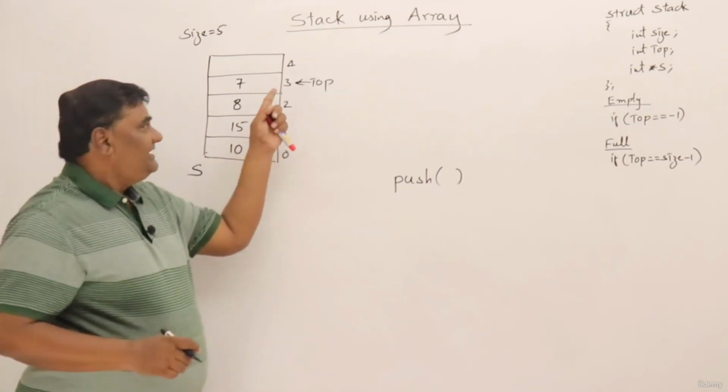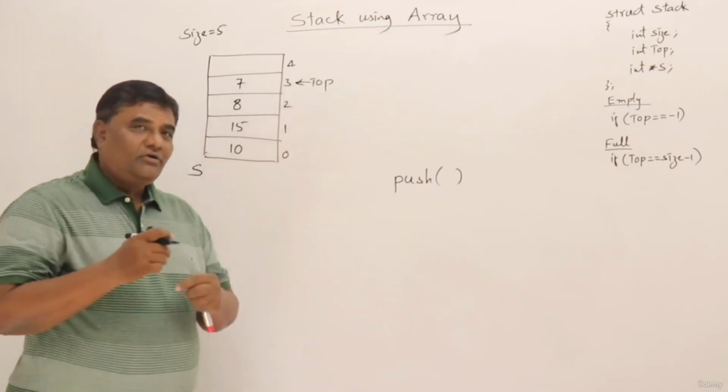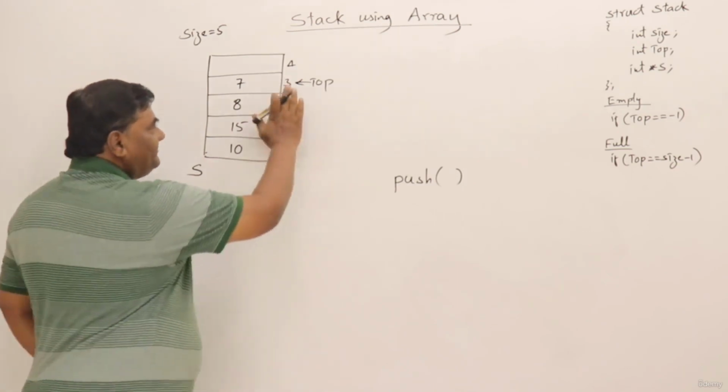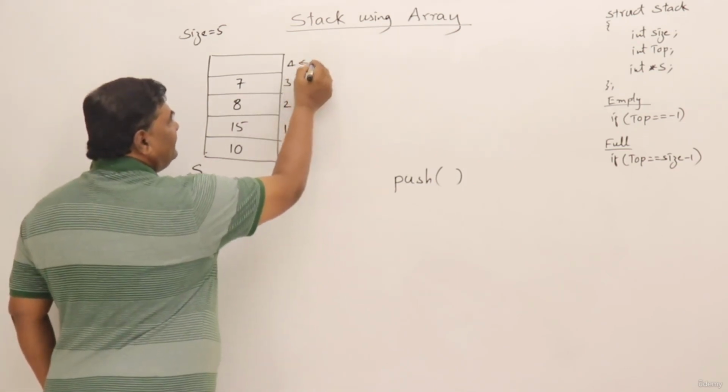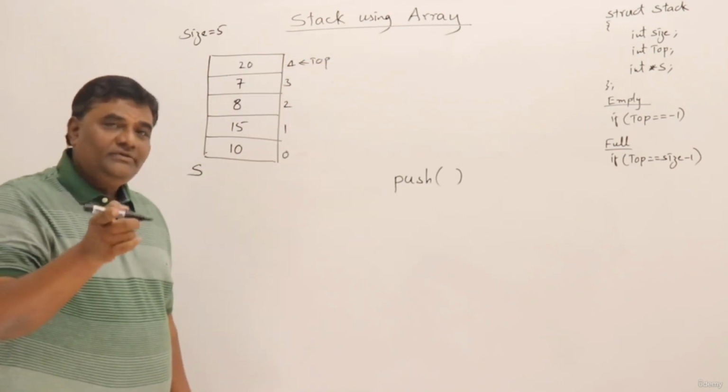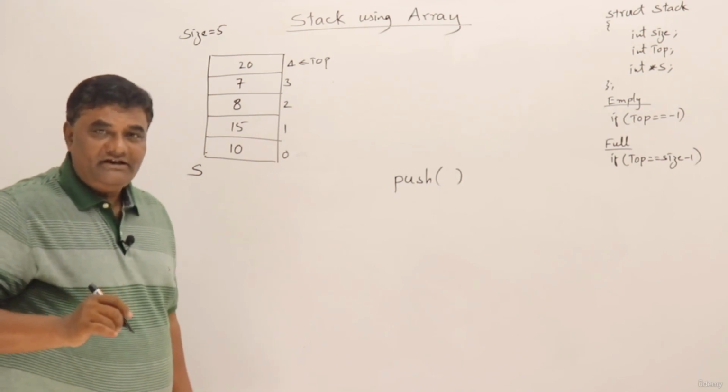So right now top is here, which is at index 3. I want to insert one more value, that is 20. So yes, increment the top pointer and insert the value 20. Now this is important. I want to insert one more value, 25.